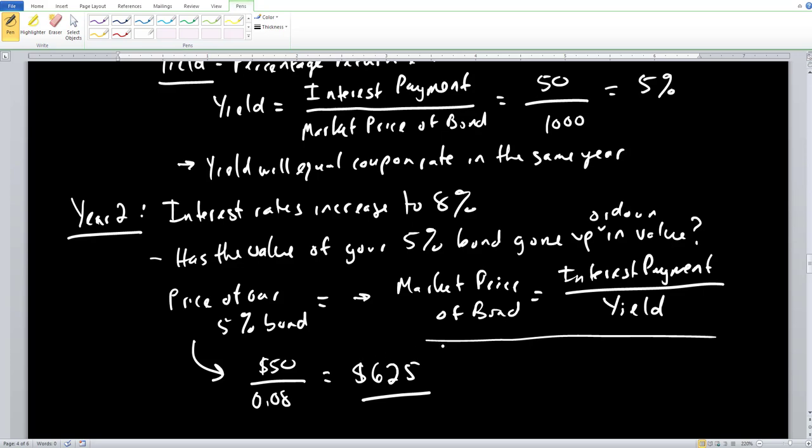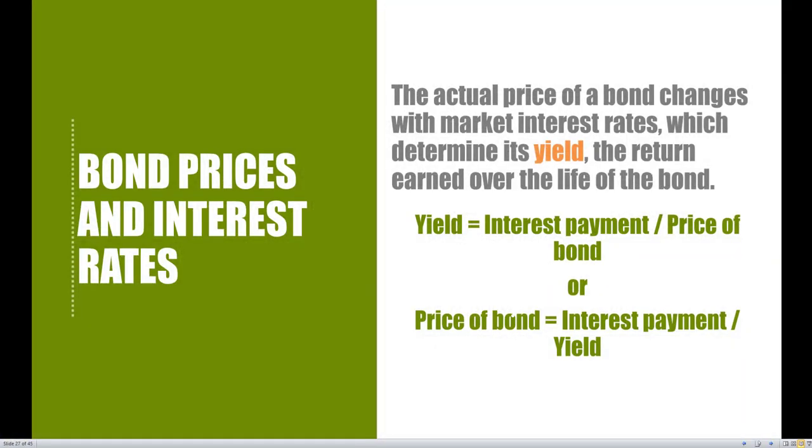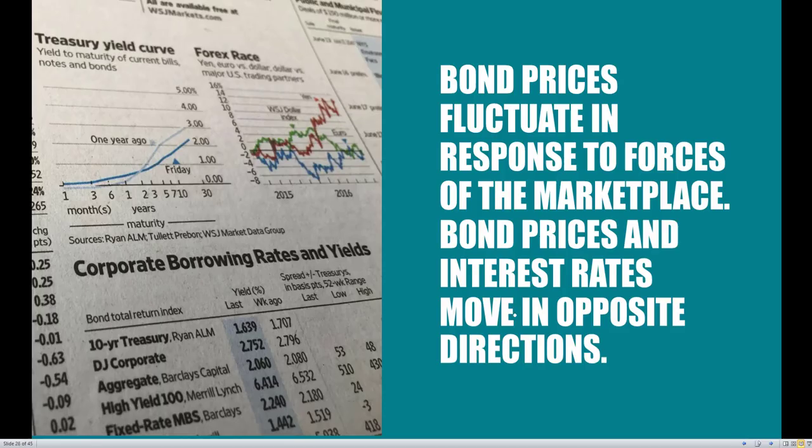So as we notice, when yields go up, that tells us that bond prices are going to go down, or when interest rates go up, bond prices go down. So there is going to be an inverse relationship between the interest rate and bond prices. Bond prices fluctuate in response to forces of the market price. Bond prices and interest rates do move in opposite directions. So let's go ahead and see the opposite case.